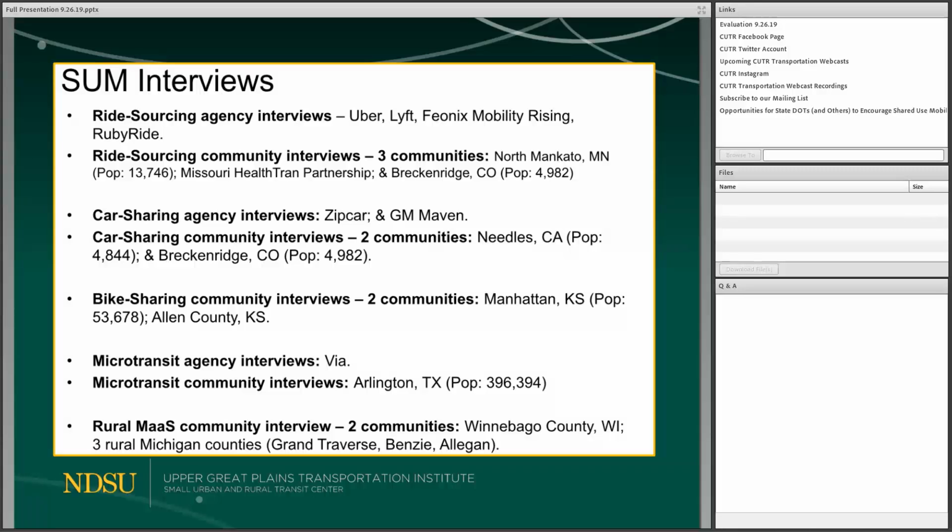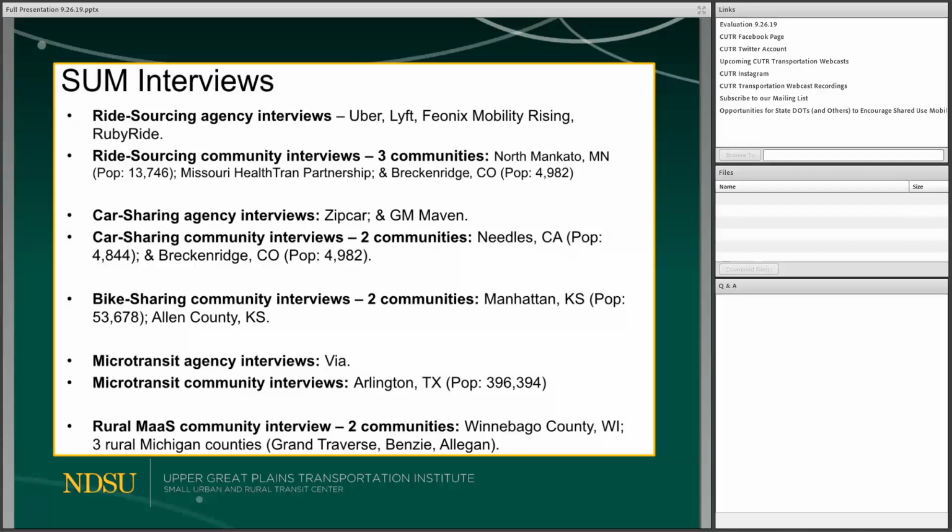So for instance, if we take the ride sourcing category, we have conducted interviews with ride sourcing providers such as Uber, Lyft, Phoenix Mobility Rising, and Ruby Ride. And as for the implementation of these ride sourcing services, we have conducted interviews with 3 communities: North Mankato in Minnesota, implementing a ride sourcing kind of service using the Ruby Ride platform; Missouri Health Tran Partnership, using Phoenix Mobility Rising; and Breckenridge, Colorado, which I believe has a Lyft service.